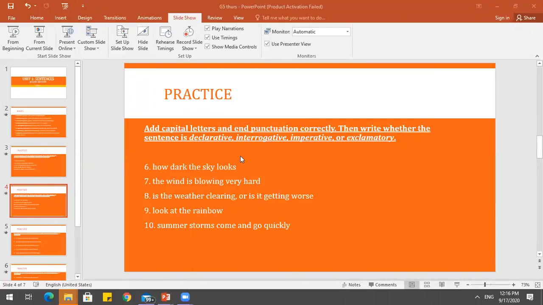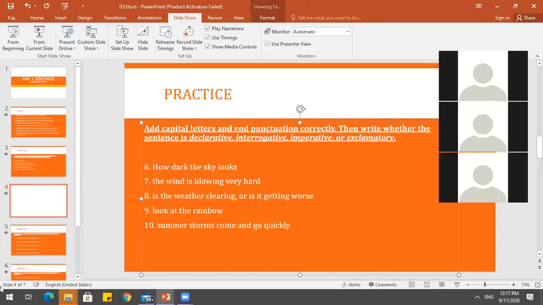How dark the sky looks? Question mark? Are we asking a question? If it was a question, it would be, how dark does the sky look? Okay, this here isn't a question. This here, how dark the sky looks. Somebody goes outside and sees that the sky is very dark, it is going to rain. This is exclamatory. Very good. All right, so it shows emotion.